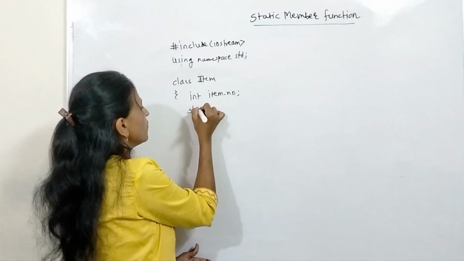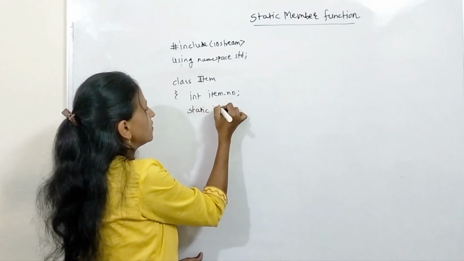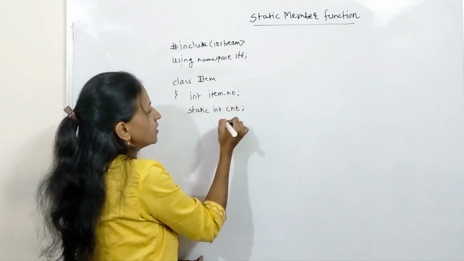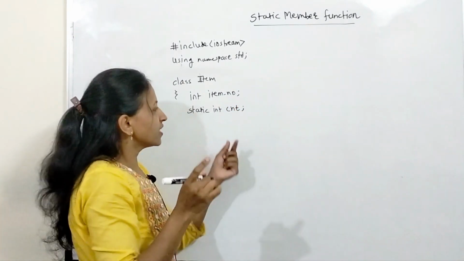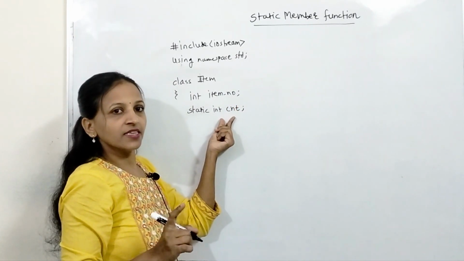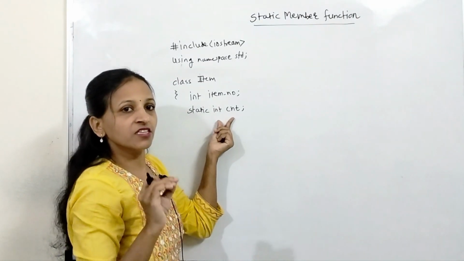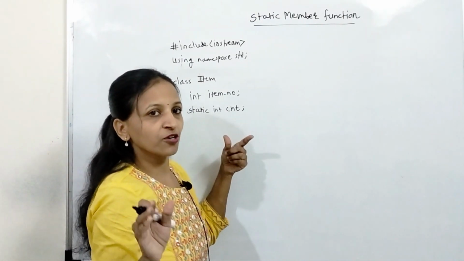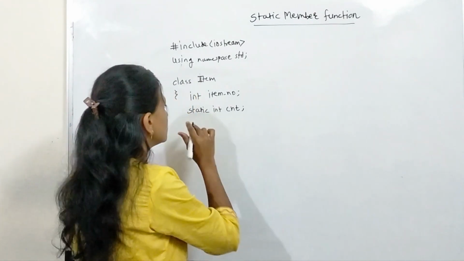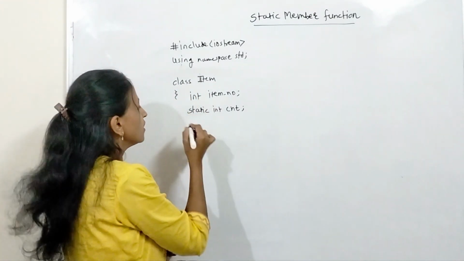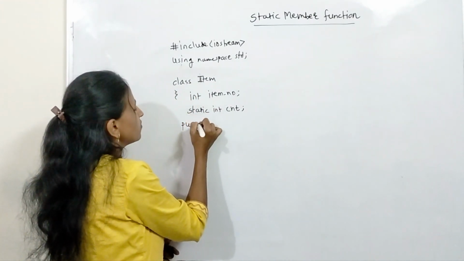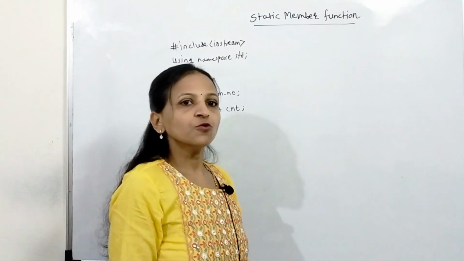Static int cnt. Now whenever we declare any static variable, then that will be associated with the class, not any particular object. Getting? Now this is a static data member. Now inside the public section we have to just declare two member functions.